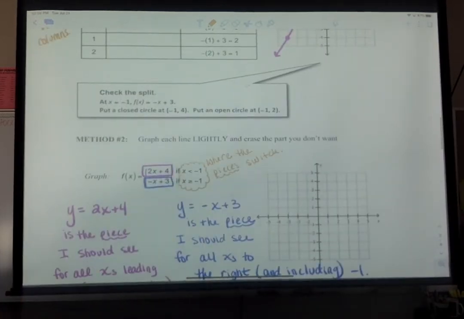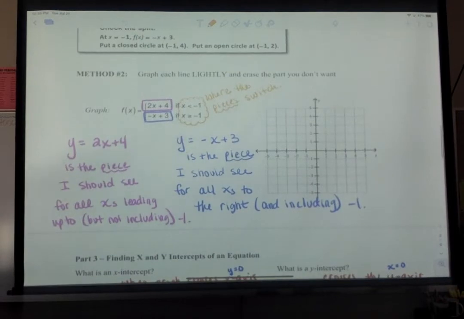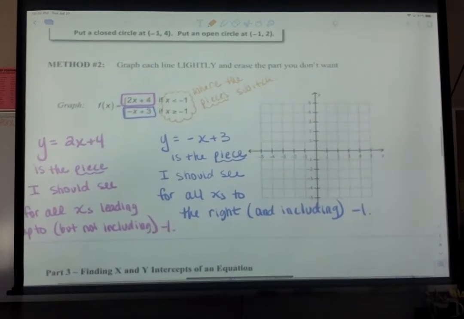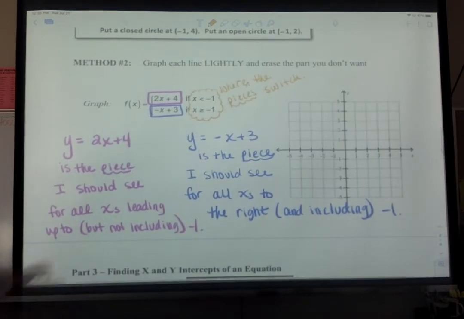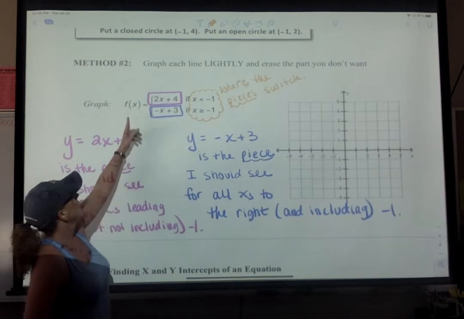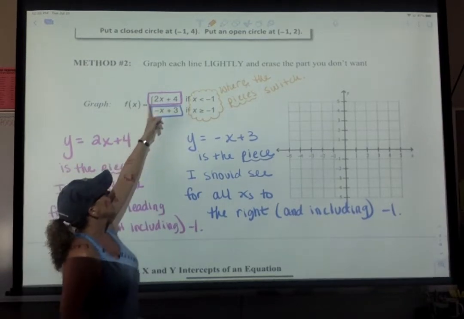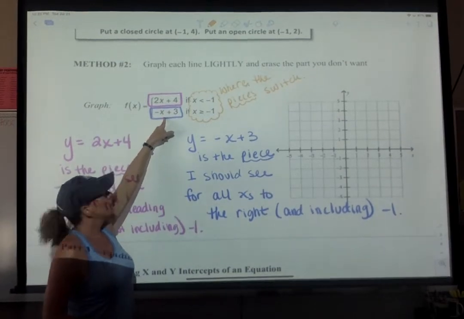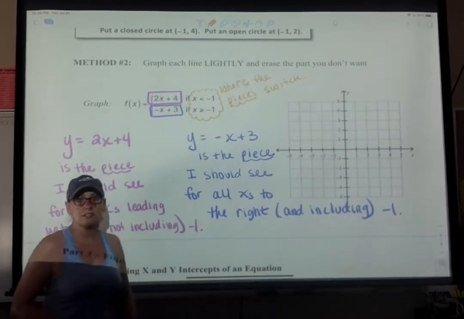All right, now, hopefully kind of quickly, I would like to show you the quick way. This is for people who look at this and say, oh, yeah, it's piecewise. I've got two pieces. I've got a line with a positive slope and a line with a negative slope.